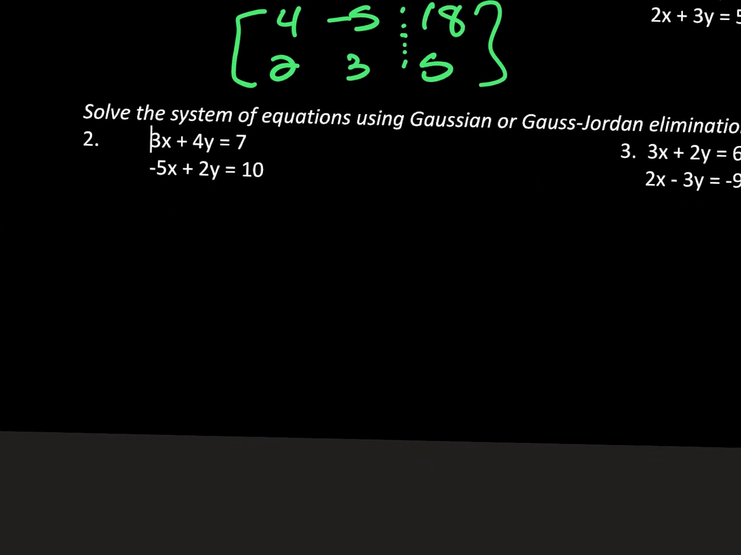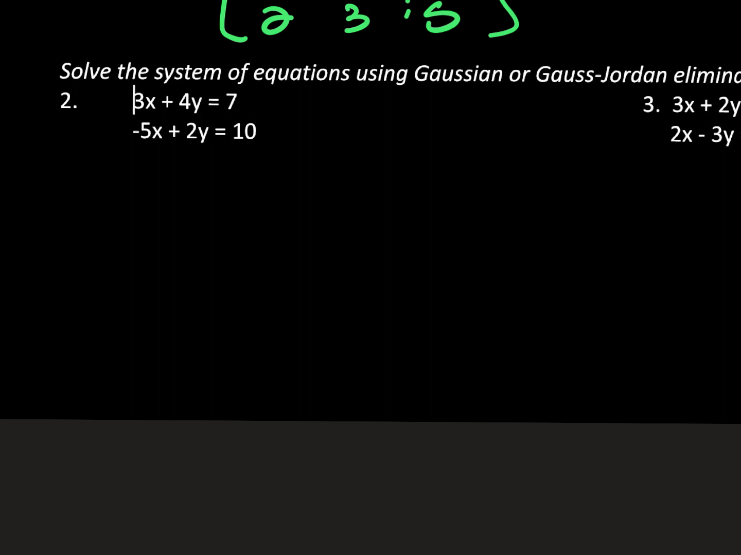Number two says solve the system. You've got to show your work here. So let's set up our augmented matrix. I'm going to do what I just did on the last problem. 3, 4, 7, -5, 2, 10. Watch my steps here. It's going to take 3 or 4 matrices to knock this thing out.